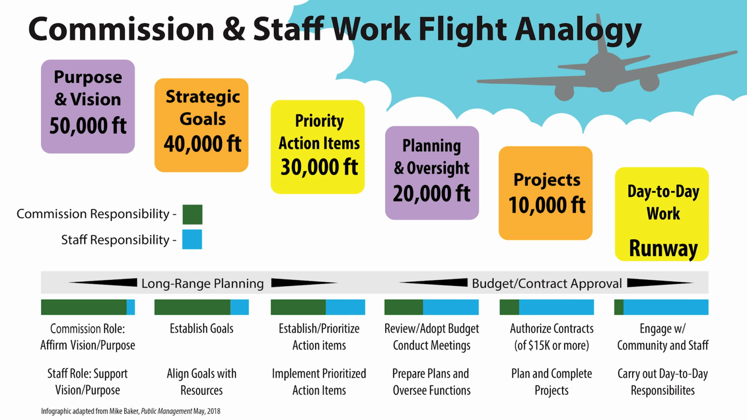So with that, we descend a little bit further, closer to the runway, and we get to 20,000 feet, planning and oversight. It is here that the Commission's responsibilities again begin to decrease as we begin to review and adopt budgets, conduct meetings, prepare plans, and oversee functions.